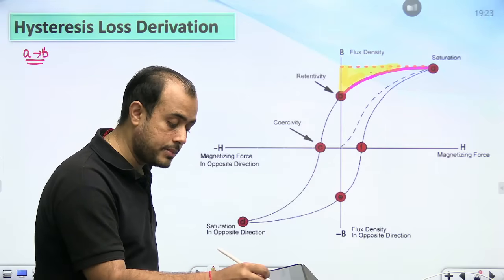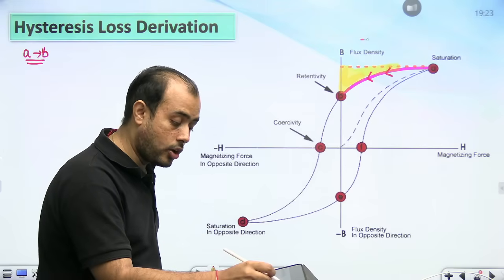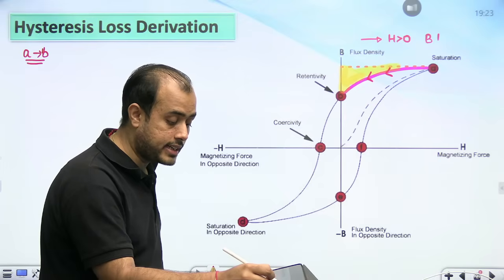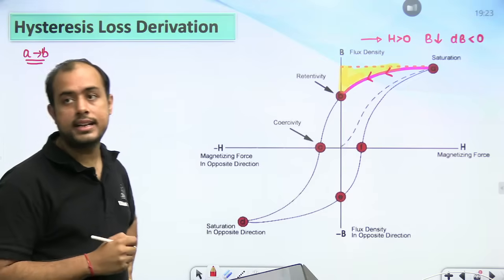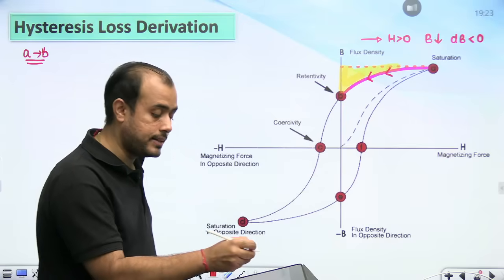Now in this region, beta, B is decreasing. We are on the right side, so H is positive, but B is decreasing. So change in B is negative. B घट रहा है, इसीलिए change in B आपका negative आएगा.